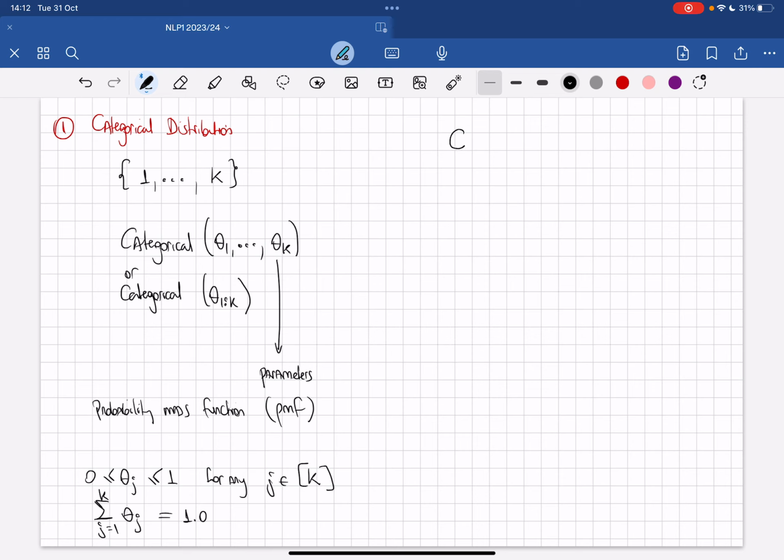So if you have a random variable, capital C, and I say it distributes as a categorical random variable with parameters theta 1 through theta k, then what I mean to say is that C is a random variable. It may take on values in the set 1 to k, and the probability with which C takes on a certain j is the jth theta. Another way to denote this is to put the C as a subscript here. I use one or the other depending on how much space I have on the slide.